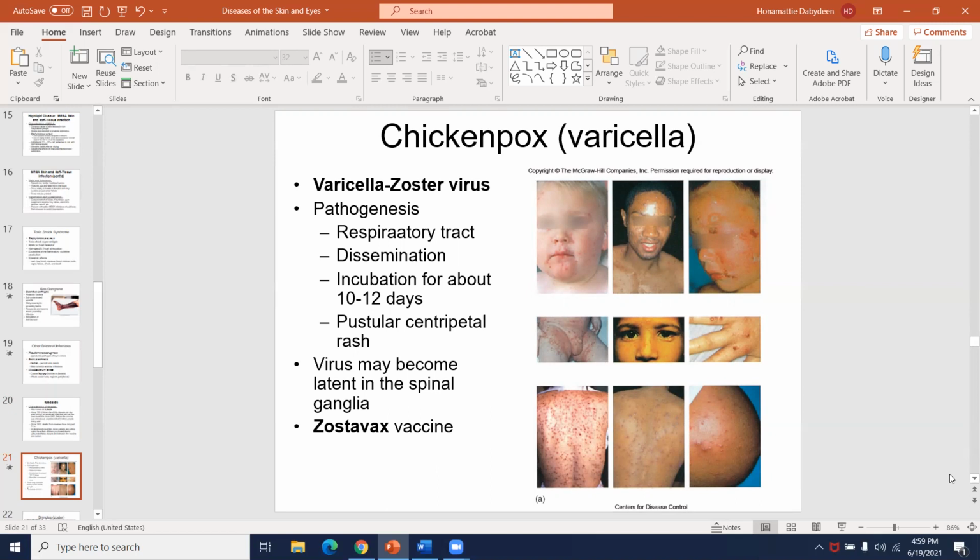So here is what chickenpox would look like. And notice that it does vary, whether the location of the rash or the size of the rash, it does vary with the individual. And remember, this is the chickenpox virus that would later, they talk a little bit about shingles, I think, in the next slide.